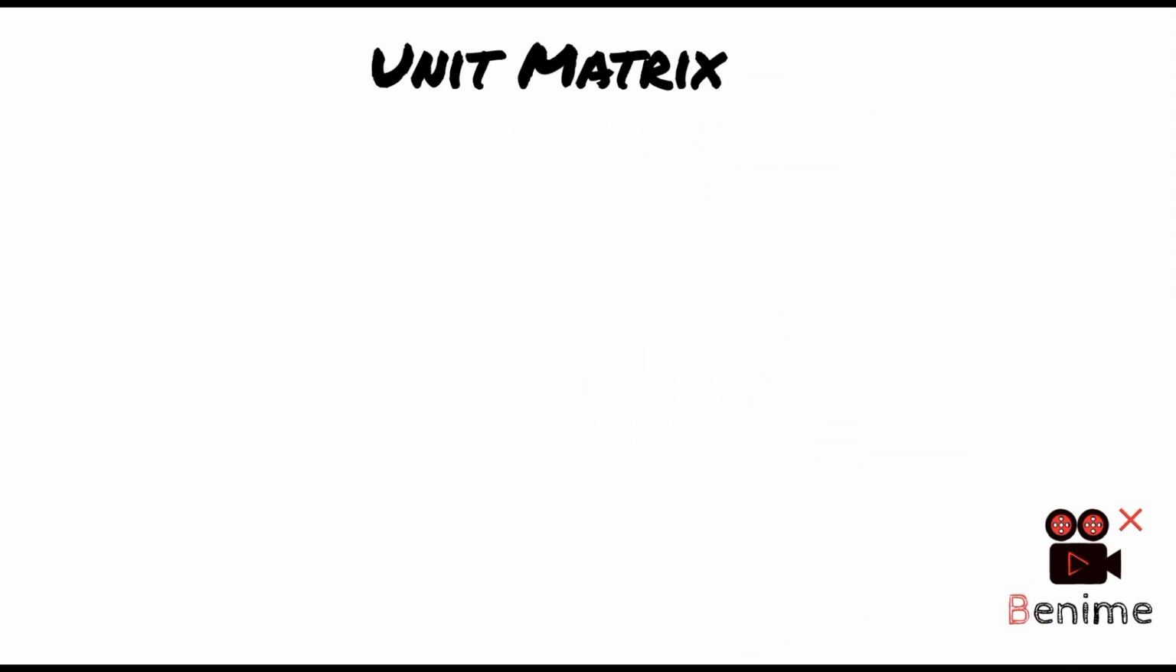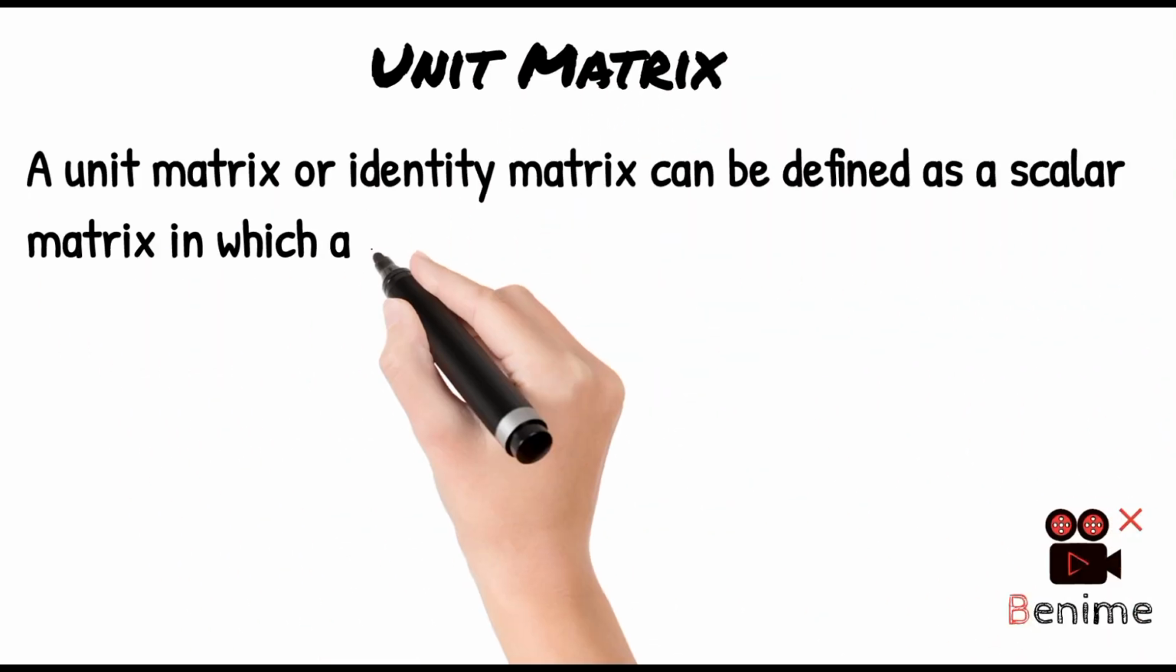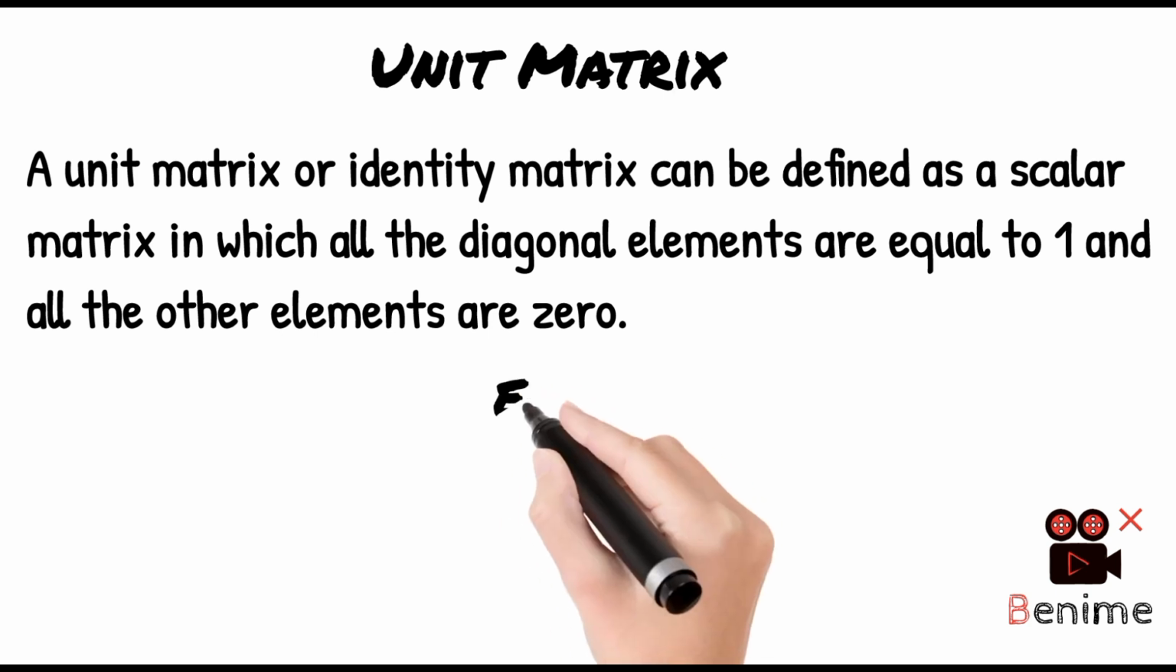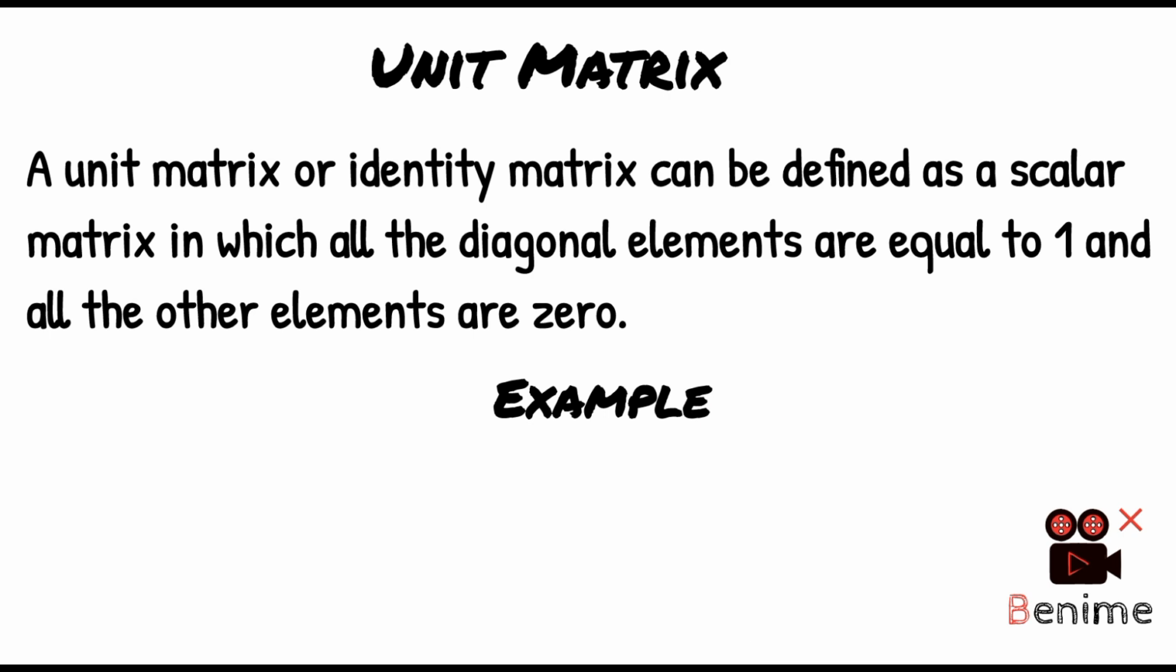Unit matrix. A unit matrix is a scalar matrix in which the entries in the main diagonal must be 1. So what is the difference between the unit matrix and scalar matrix? In scalar matrix, all the entries of the main diagonal must be same, whereas in unit matrix, all the entries of the main diagonal must be 1. So this is the basic difference between scalar matrix and unit matrix. That is why unit matrix is a type of scalar matrix. Every unit matrix is a scalar matrix, but every scalar matrix is not a unit matrix.